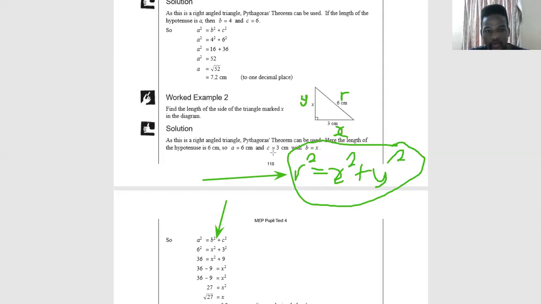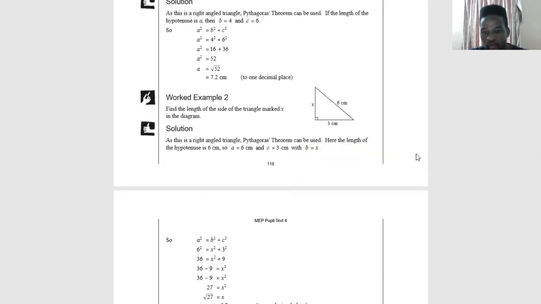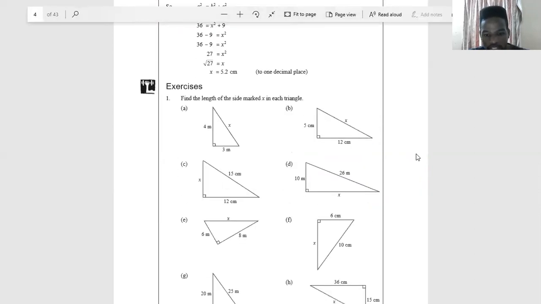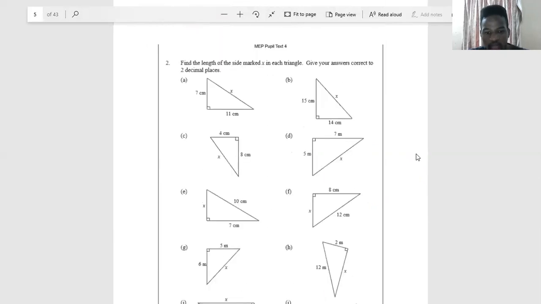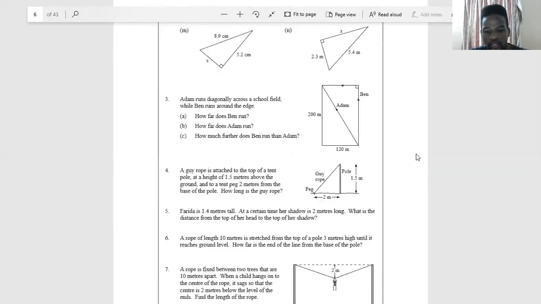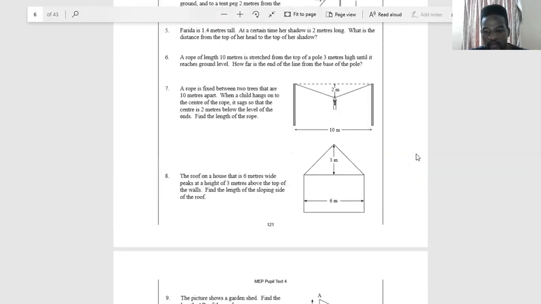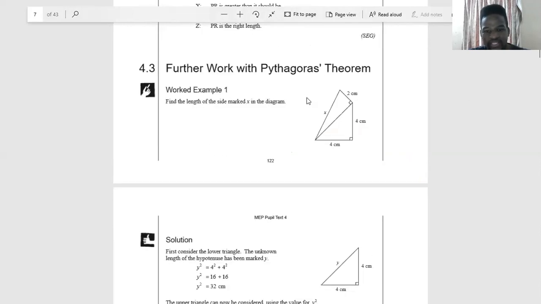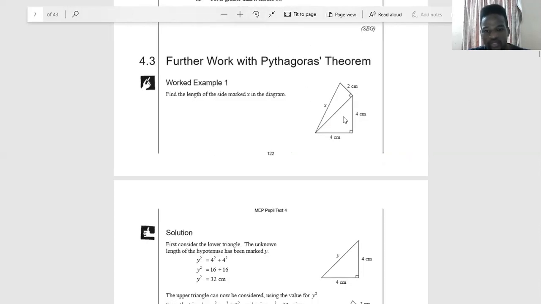I hope you understand so far. If you're tired, you can pause the video and take a break, guys. Come back, I'll send the exercises. You'll do all of those exercises, don't worry. They can treat you with Pythagoras by having more than one triangle. But it's the same thing.